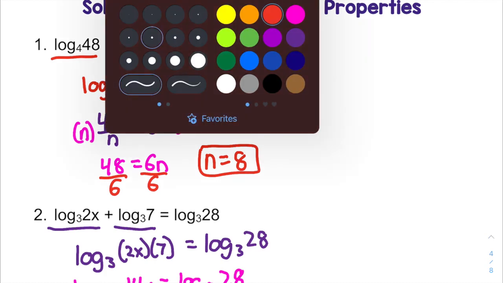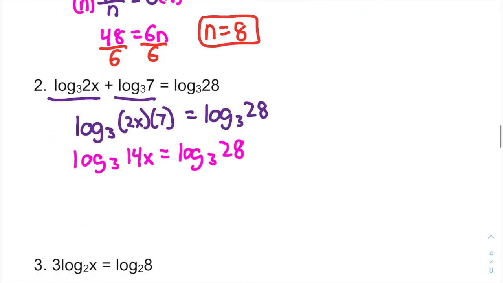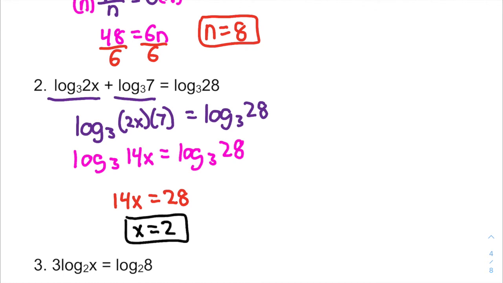Since the log expressions on both sides of this equation have the same base, we could set 14x equal to 28. Divide 14 on both sides to get our solution of x equals 2.